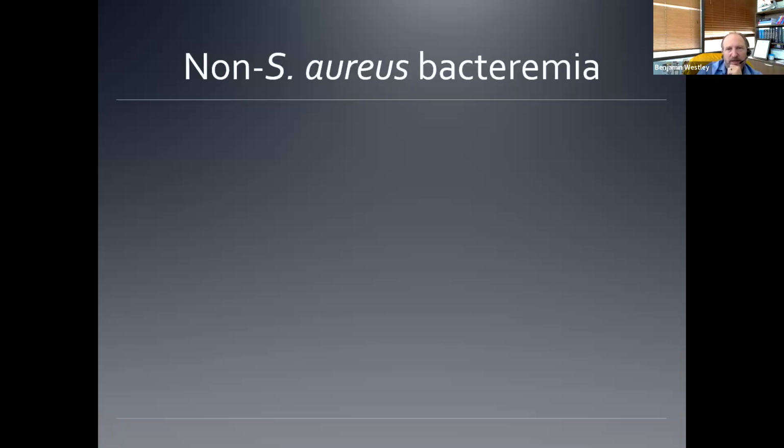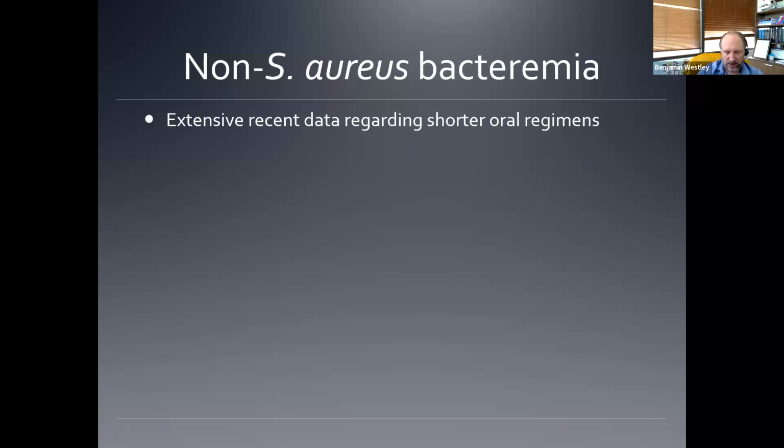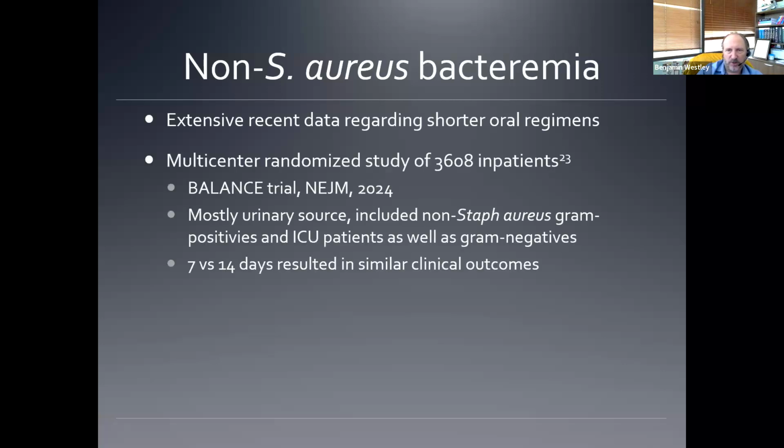All right, so let's talk about bacteremias that are not Staph aureus. I briefly touched on this in another module, but this is an important one to have here. And if people come to isolated modules for information, it may be important to have the information in multiple places. So again, we have extensive data that shorter regimens are adequate for the vast majority of bacteremia, primarily two different things: a multi-center randomized trial of 3,600 patients, which was the BALANCE trial in 2014, New England Journal of Medicine.